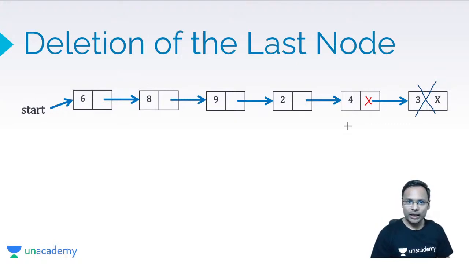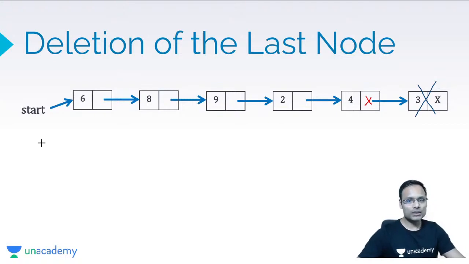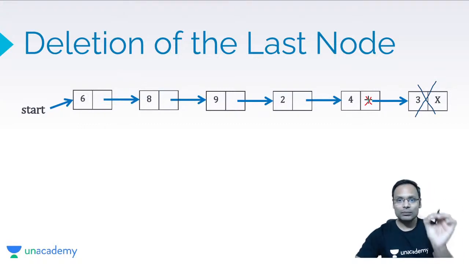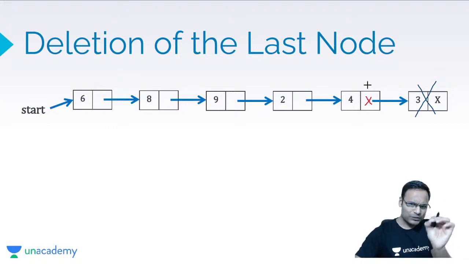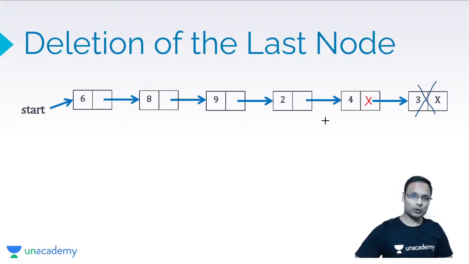Right? Okay, fine. So how can I do this? I'll have to find out the address of this particular node, and its link part I'll have to update by null. But do I know the address of the second last node? No. Can I get it directly from the given start pointer? No. Then what should I do?